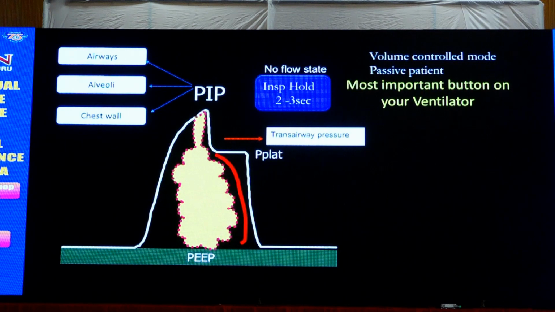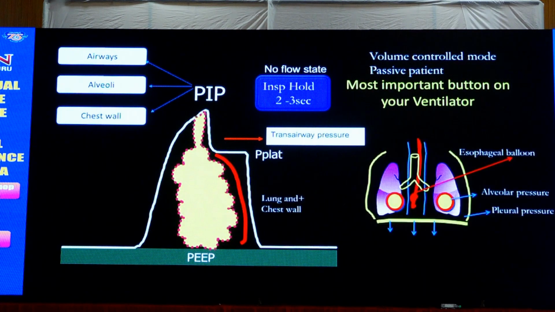So this is the most important button. We have got a plateau pressure. Now what has been eliminated? See, I put it here. The difference between these two is trans airway pressure. Once you get a plateau pressure, it is only contributed by chest wall and lung. And it is very difficult to discriminate how much is being contributed. You require an esophageal balloon. But obviously you can clinically identify what is the contribution of a chest wall.